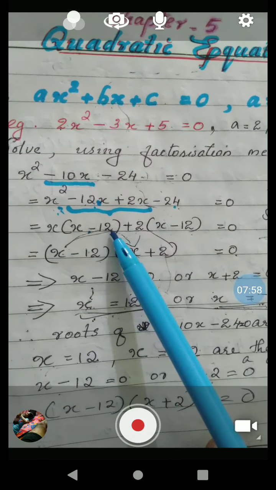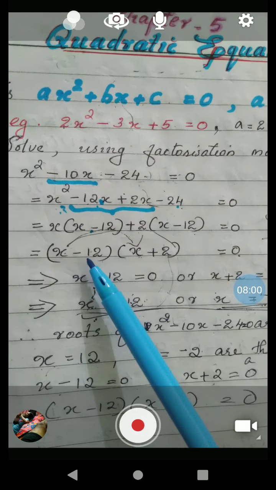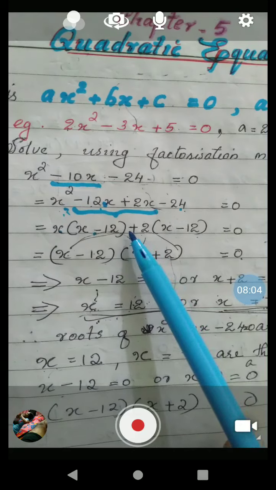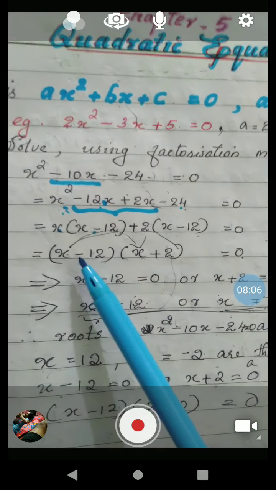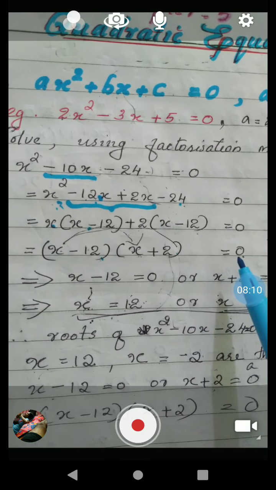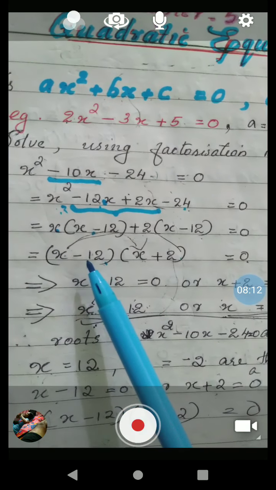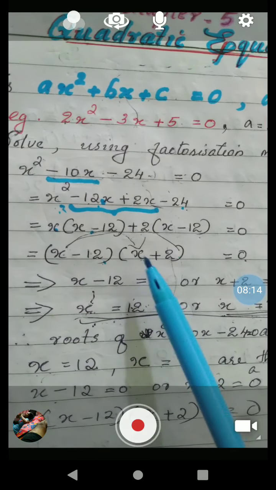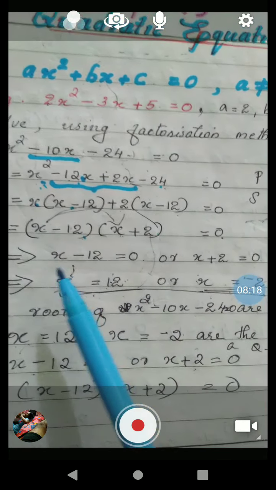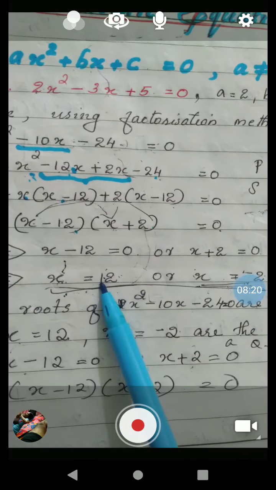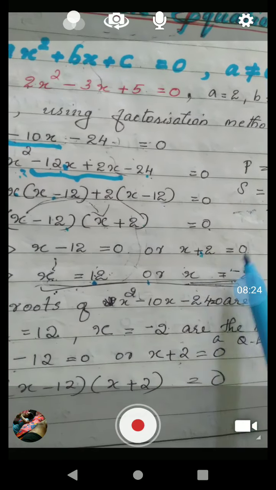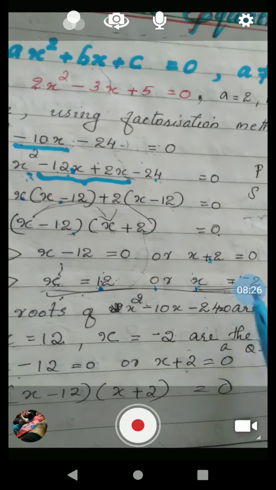Now, x minus 12 is again common. We can take it outside. What is inside? x plus 2. So x minus 12 into x plus 2 equal to 0. Either x minus 12 is 0 or x plus 2 is 0. Okay. Therefore, we can write x is equal to 12 or x is equal to, transpose 2 to the other side, we get x is equal to minus 2.